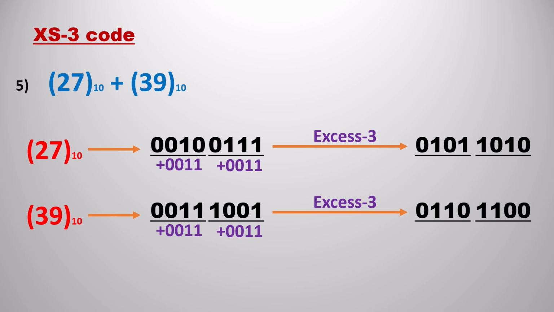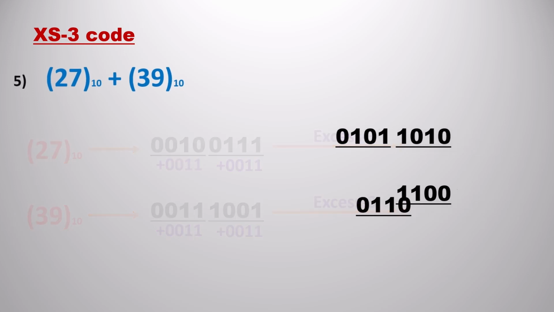So the second one is 39. Also the same procedure. The 3 should be represented separately in 4 bit and the 9 should be represented separately in 4 bit. So the 3 is 0011. The 9 is 1001. We have to add separately the 4 bit with 3. So after adding, that XS3 code is 0110, 1100.